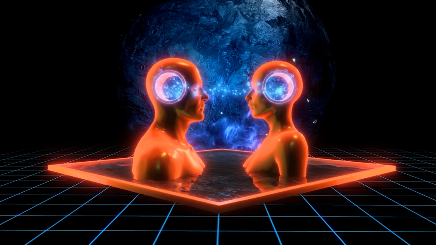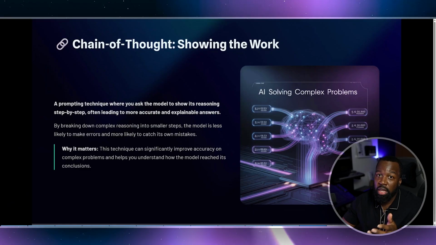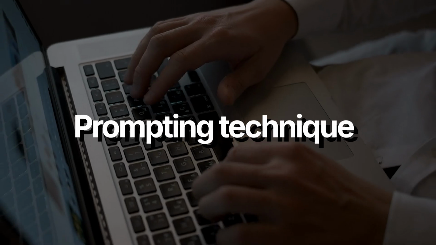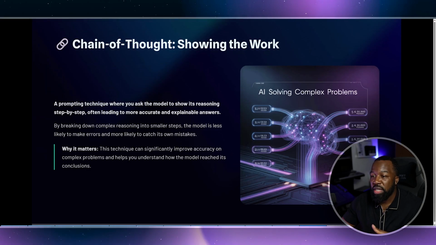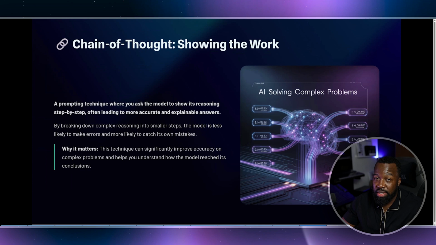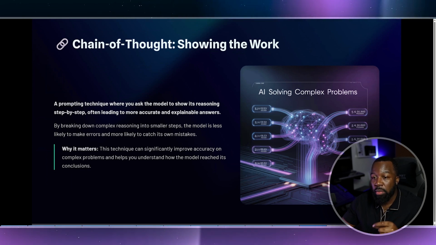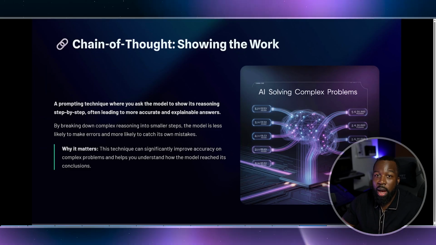Next up, we have chain of thought. This is when the LLM essentially shows its work. So chain of thought is a prompting technique where you ask the model to show its reasoning step by step, which often leads to more accurate and explainable answers on your behalf. By breaking down complex reasoning into smaller steps, the model is less likely to make errors and more likely to catch its own mistakes. Why it matters?